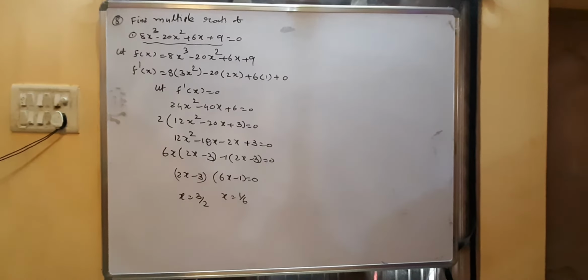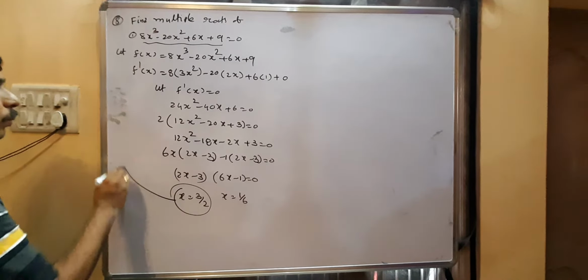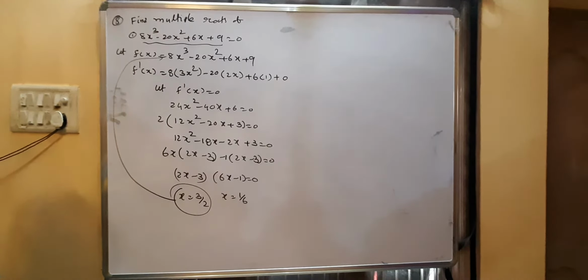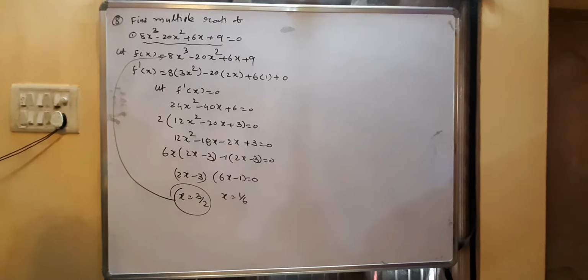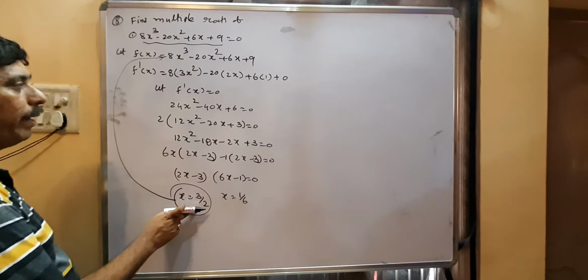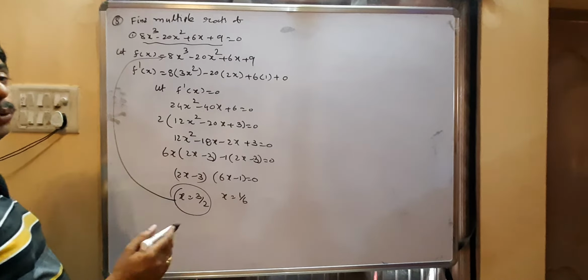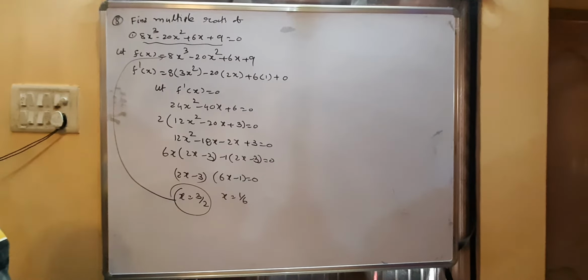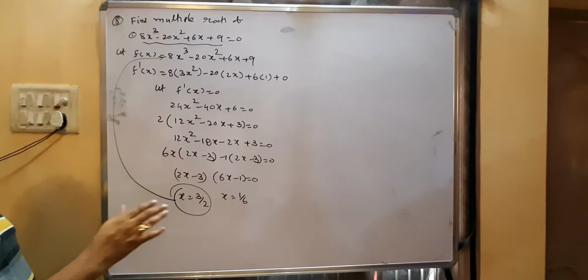Out of these two, any one root is the multiple root. Suppose we take x equal to 3 by 2, you have to do the synthetic division of f of x. If we get the remainder 0, then 3 by 2 is the common root of f of x and f dash x. At that time, 3 by 2 is a repeated root of order 2. In case the remainder is not equal to 0, then you can go for x equal to 1 by 6. Same process you have to do.